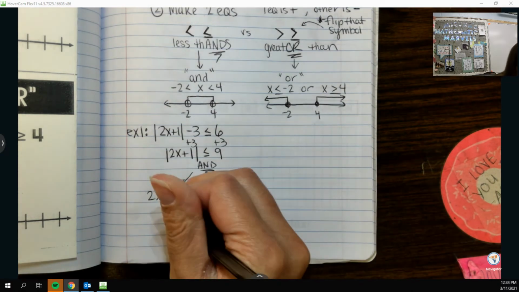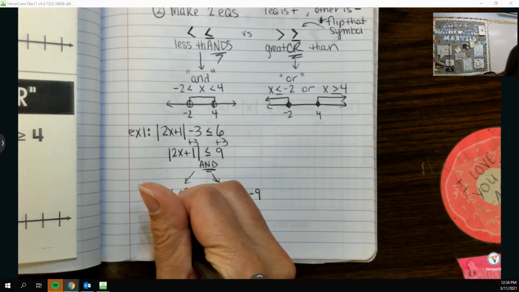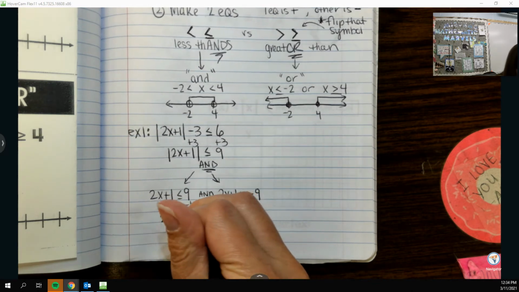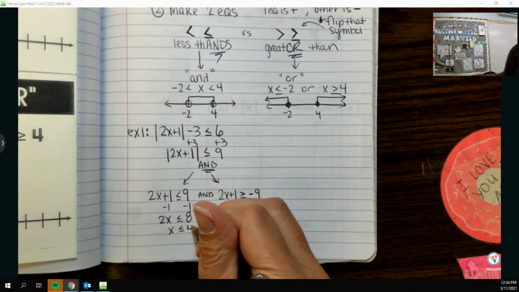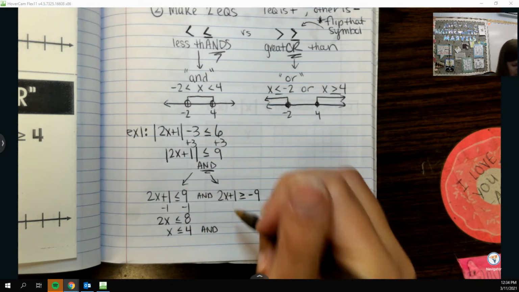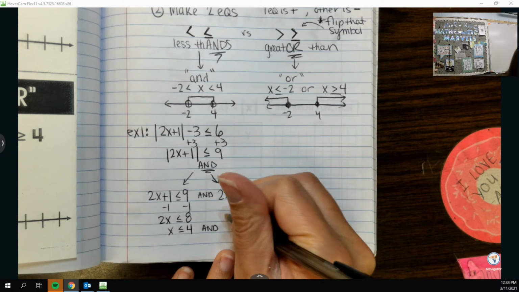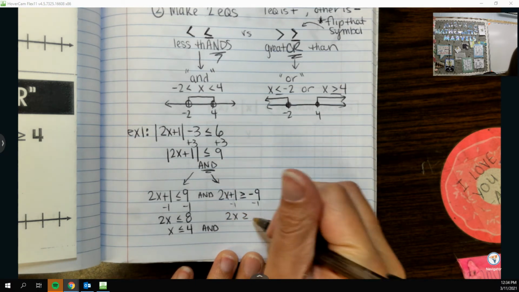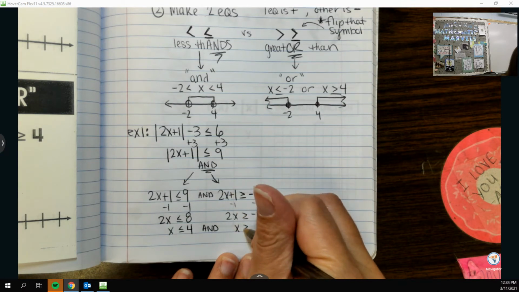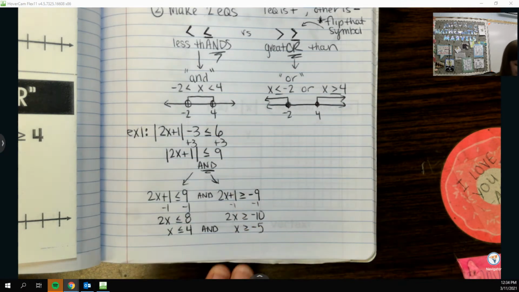Alrighty, now we just go through and solve each one. So I'd subtract the 1, 2x is less than or equal to 8. Divide the 2, so x is less than or equal to 4. And over here, subtract that 1. So 2x is greater than or equal to negative 10. Then divide the 2. So x is greater than or equal to negative 5.